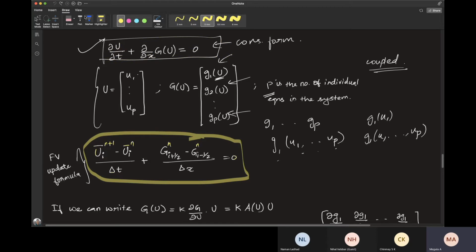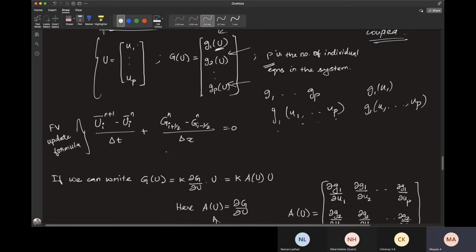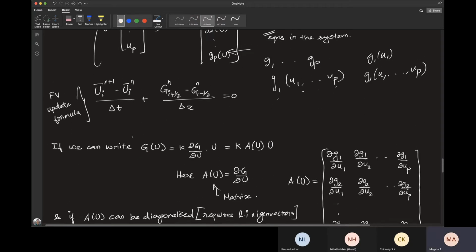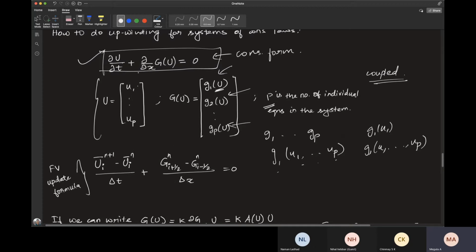So for this, if we want to do upwinding, we'll require again the same arguments. Here again, to do upwinding, we cannot just write dou u by dou t plus dou g by dou u into dou u by dou x equals 0, and then by looking at the values of dou g by dou u, discretize dou u by dou x accordingly. We need to do this upwinding while staying in conservative form itself. We cannot go to non-conservative form and then do upwinding.